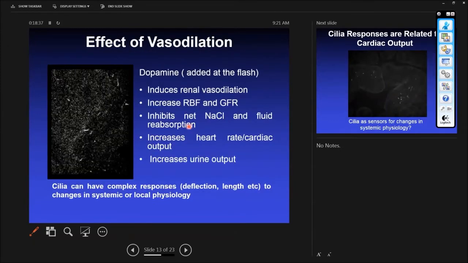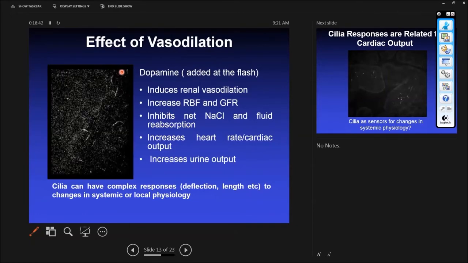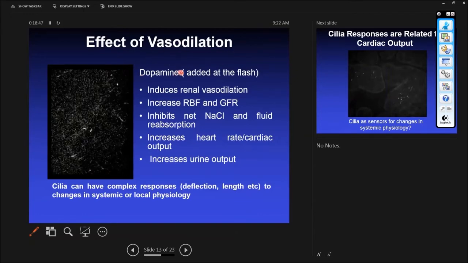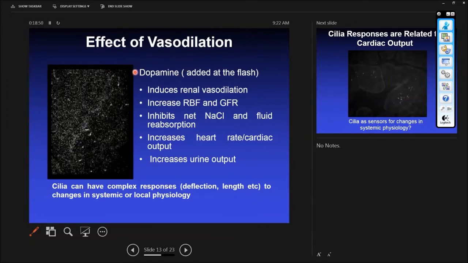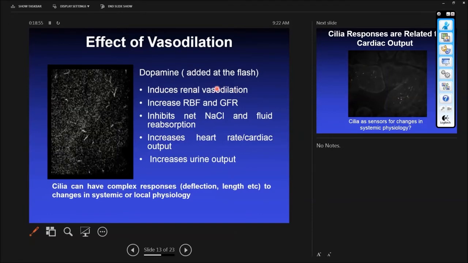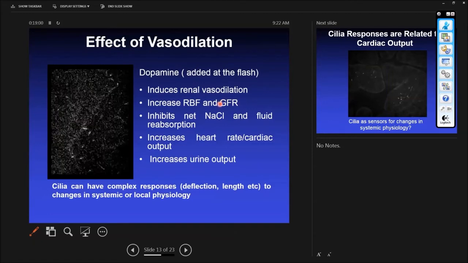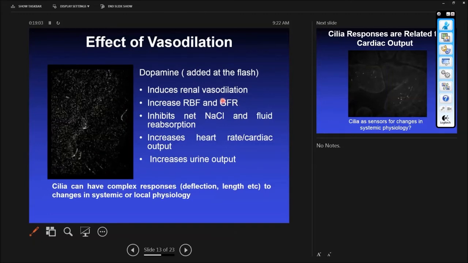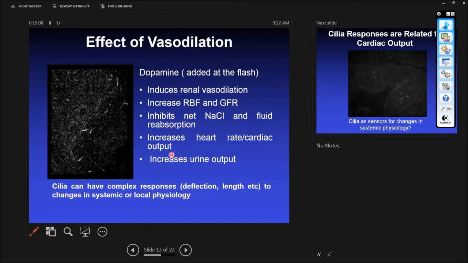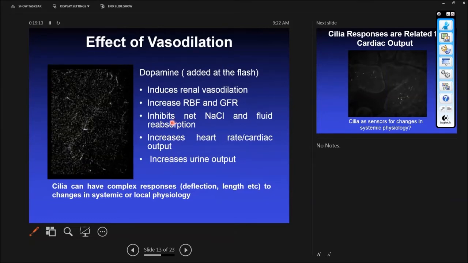So we wanted to manipulate that a little bit further. As you noticed, these cilia were flopping back and forth, and then we added a vasodilator. Now, dopamine, for the renal physiologists in the group, does many different things, but one of them is acting as a renal vasodilator. It will increase the renal blood flow, the amount of fluid going into the tubule, so glomerular filtration rate. It changes sodium absorption, and basically it increases urine output. So it increased the amount of flow going through that tubule.